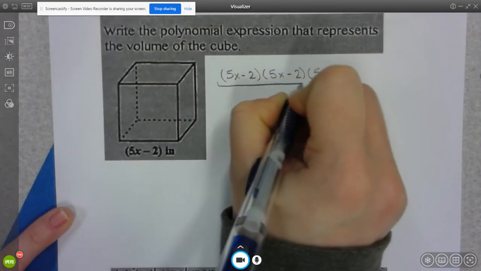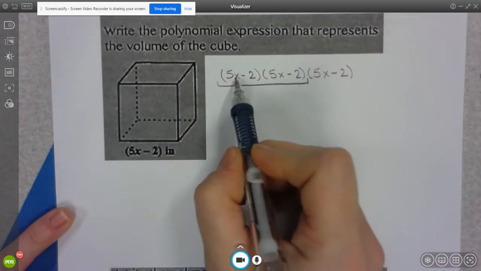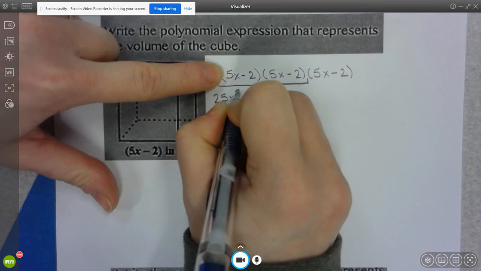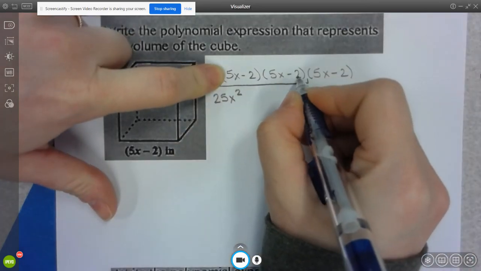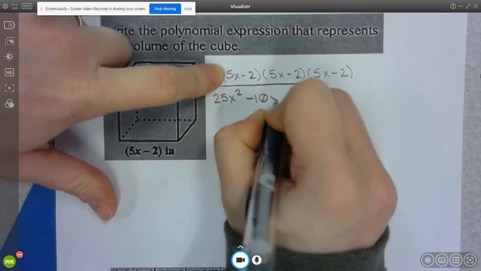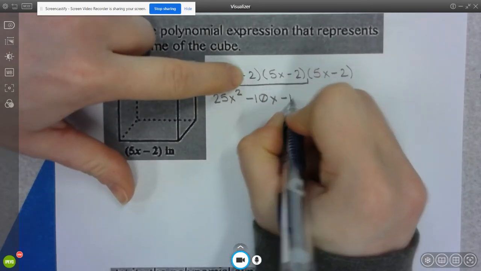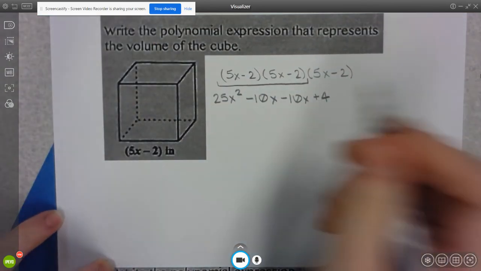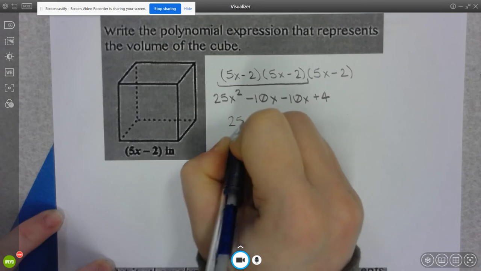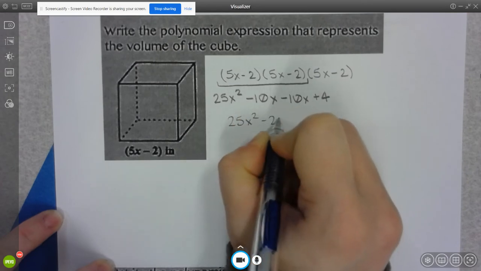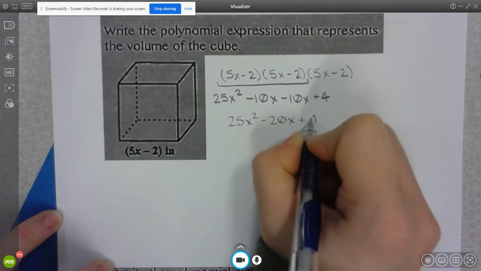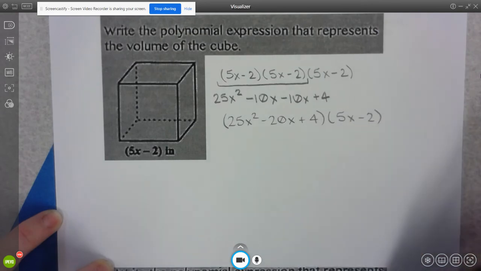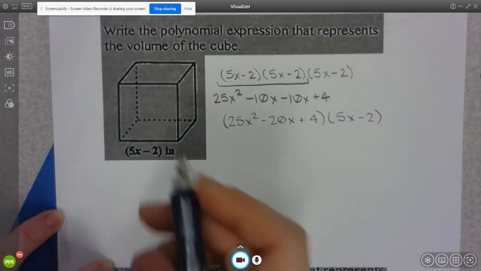So the first thing I'm going to do is just choose 2 of these 5x minus 2's. So 5x times 5x gives me 25x squared. 5x times negative 2 gives me negative 10x. Another negative 10x, and then a plus 4. So that's going to be 25x squared minus 20x plus 4. And then I'm going to multiply this by 5x minus 2. And I'm going to do this one using the box method instead of double distribution.